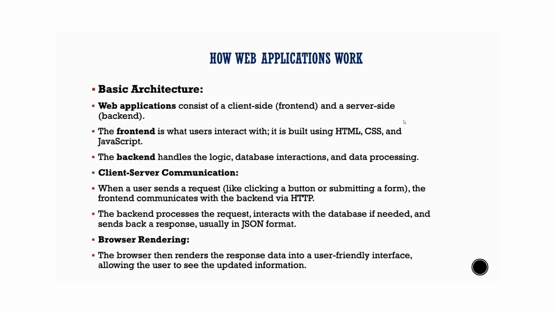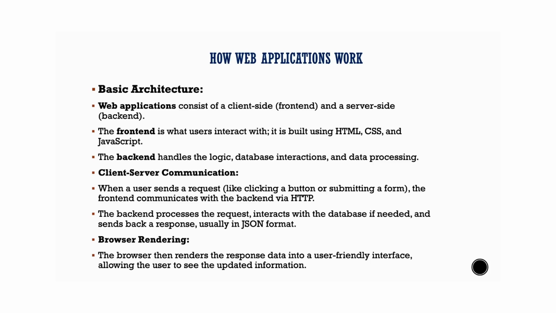How do web applications work? Web applications consist of two main components, the front end, client side, and the back end, server side. Understanding the interaction between these components is crucial for grasping how web applications function. Now, let us understand the basic architecture of a web application. The front end. This is the part of the application that users interact with directly.